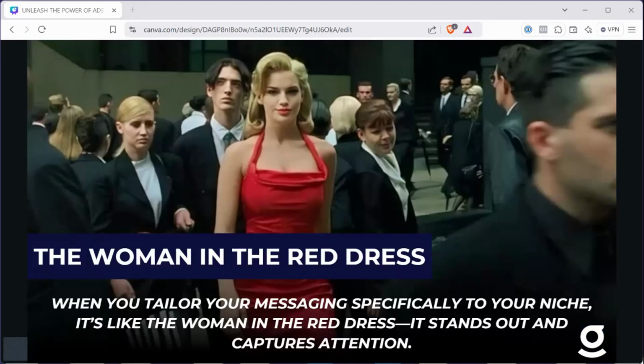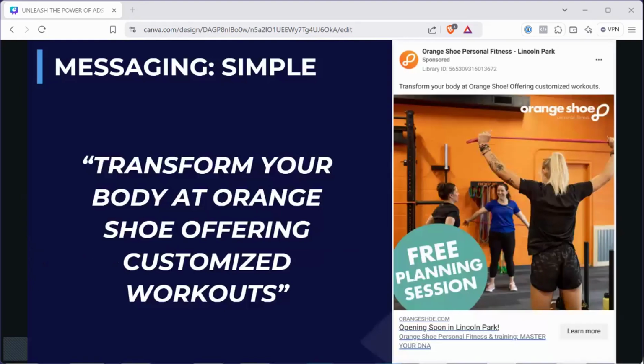Now, if there's any Matrix fans in the room, put an X in the chat. I'm a big fan of the Matrix, so that's why I'm using this photograph here. Everyone would remember the woman in the red dress scene. And when you tailor your messaging specifically to your niche, it's like the woman in the red dress. It stands out and captures attention. And we have to do that with our advertising, but we have to capture the right type of attention as well. And I'll explain a little bit more about what that means.